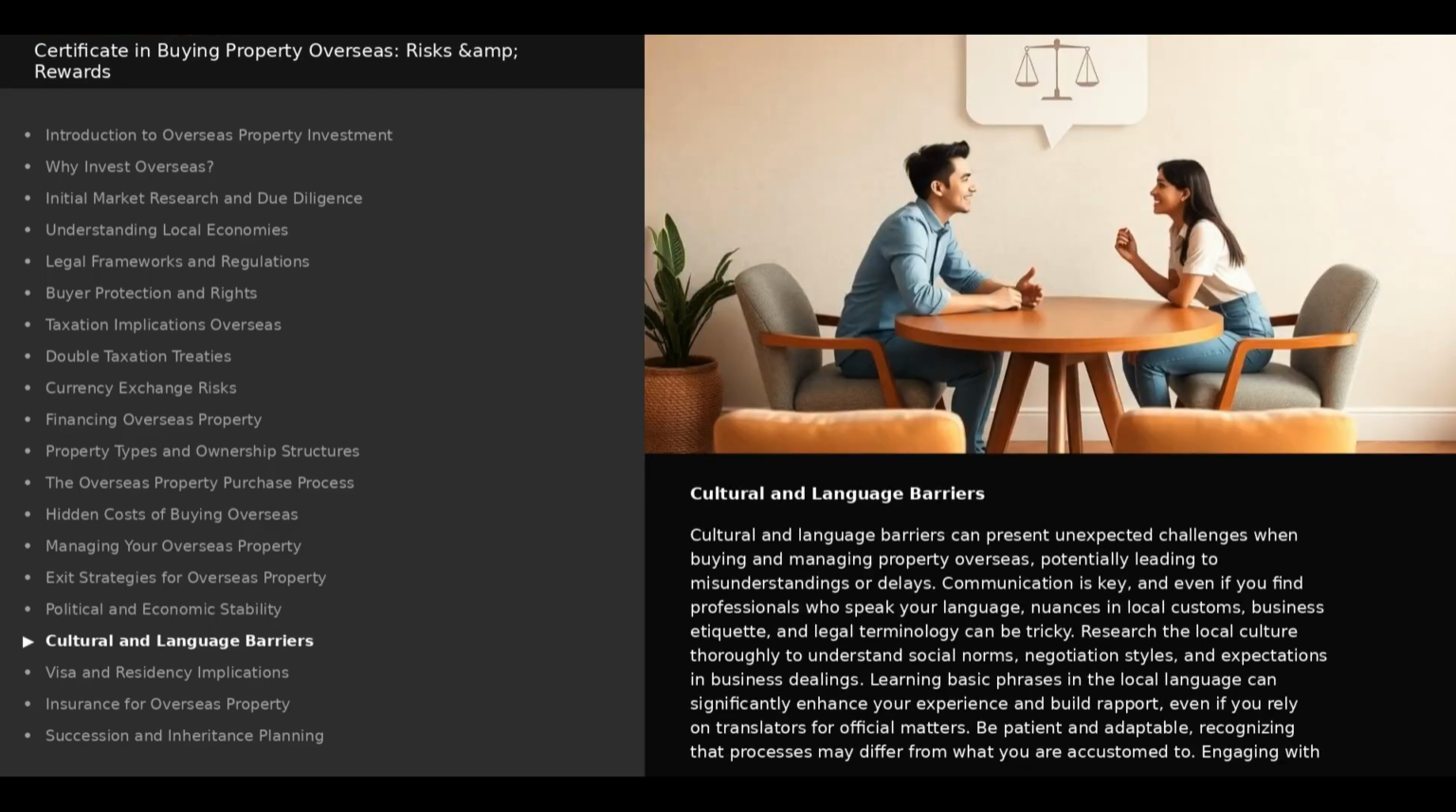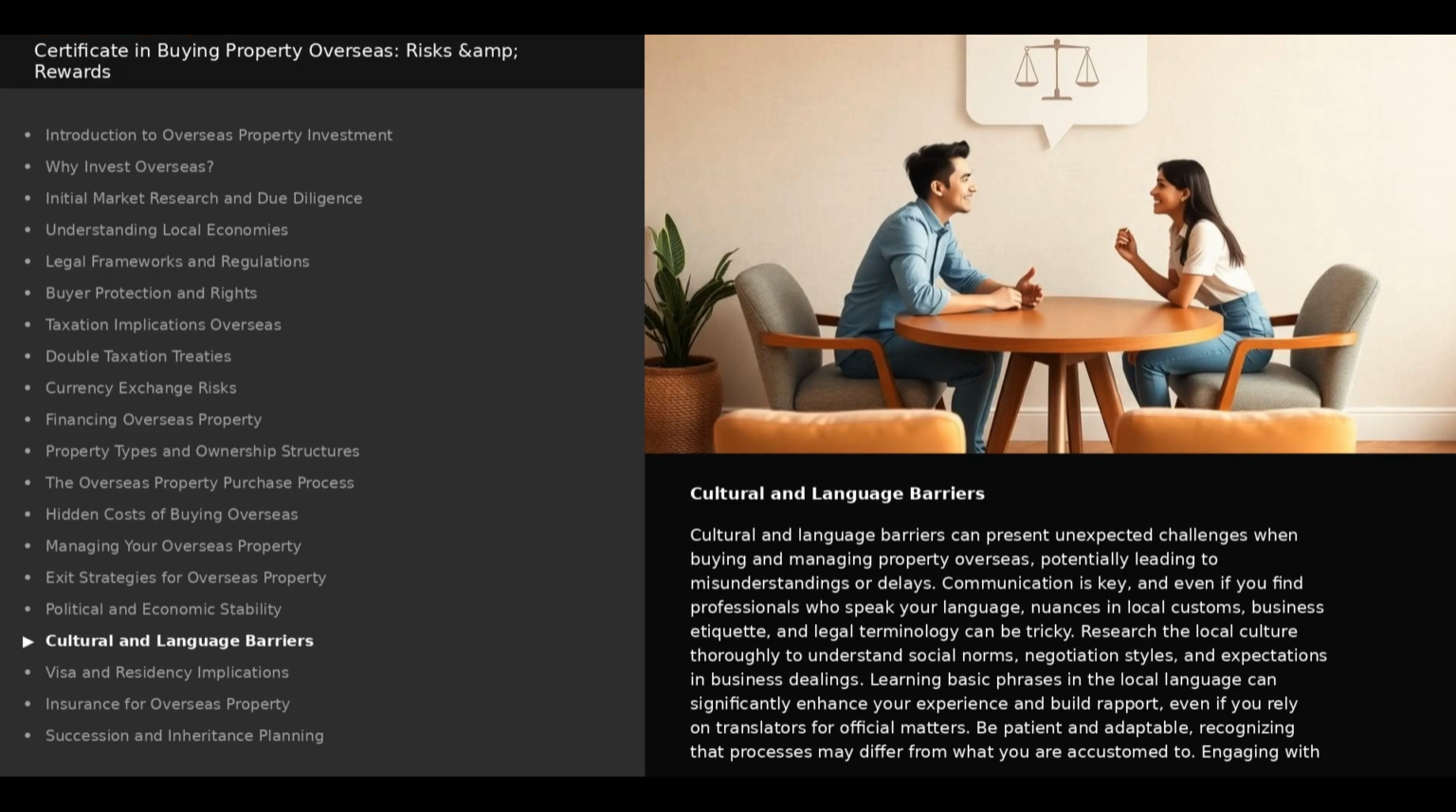Cultural and language barriers can present unexpected challenges when buying and managing property overseas, potentially leading to misunderstandings or delays. Communication is key, and even if you find professionals who speak your language, nuances in local customs, business etiquette, and legal terminology can be tricky. Research the local culture thoroughly to understand social norms, negotiation styles, and expectations in business dealings.